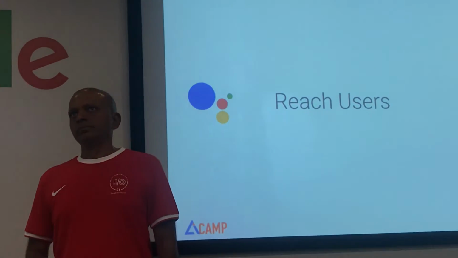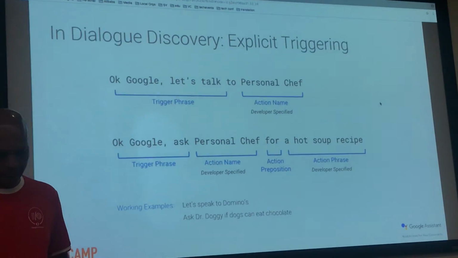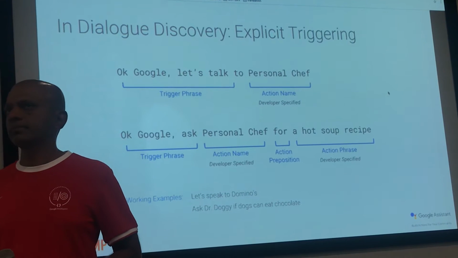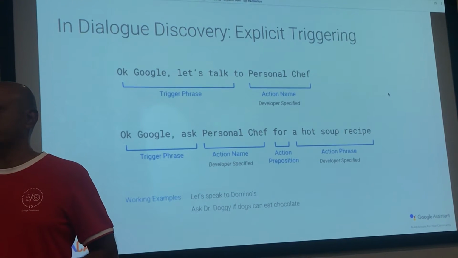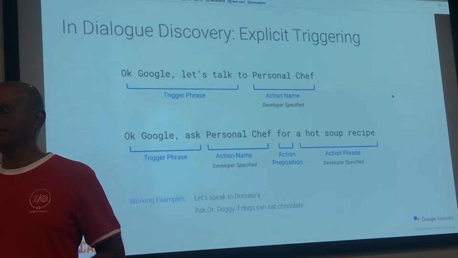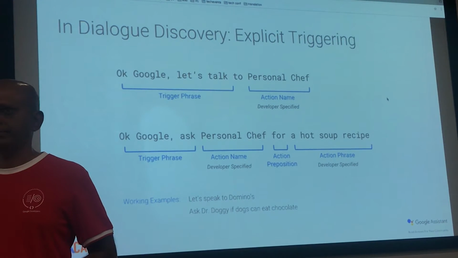So we had a question earlier about how you use this thing. How do people find out about the thing that we're building today? We have what we call explicit triggers. Somebody can know the name and say, okay Google, let's talk to personal chef. That's one way you can get to it.